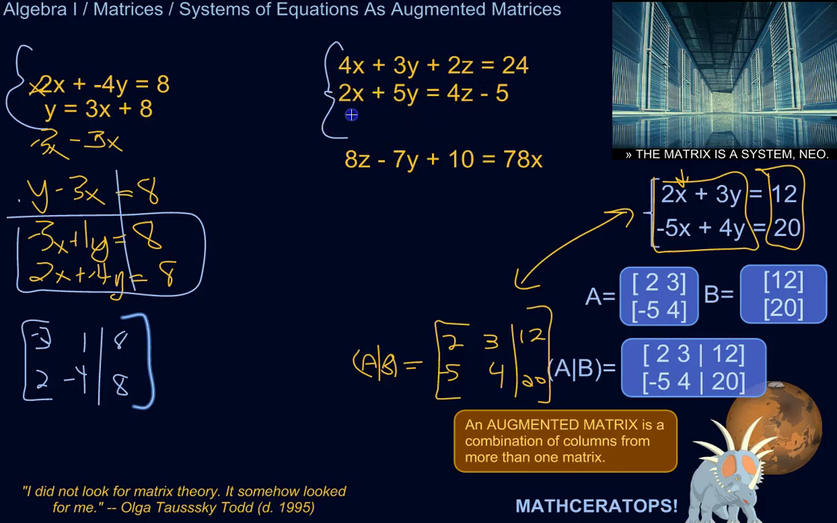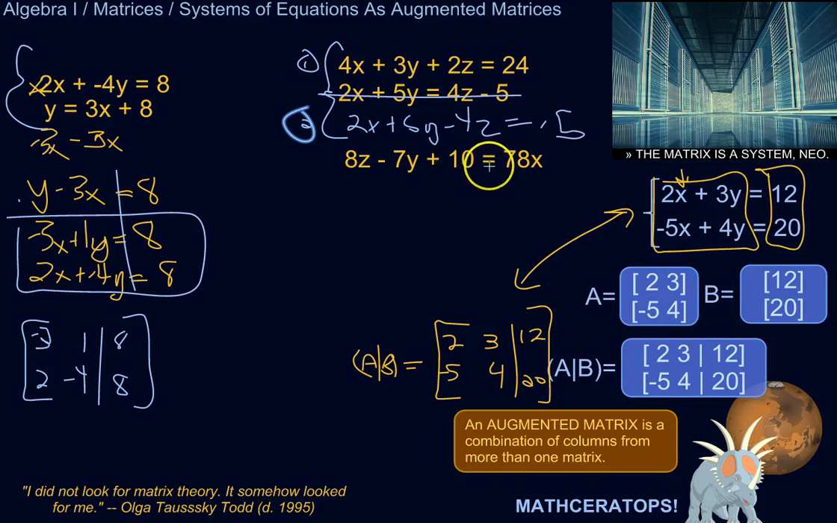So we could rewrite this as 2x plus 5y minus 4z equals, to move that over there, negative 5. Okay, so here's our first equation, second equation. Okay, now let's see. This is kind of a mess.